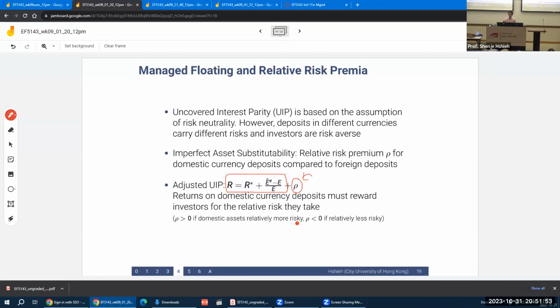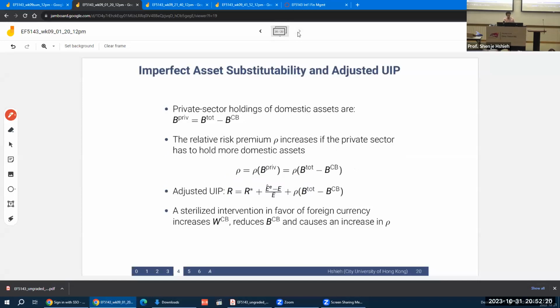Just based on that description, you can tell where I'm going when I parameterize rho. We talked about sterilization. If a country can change the composition of what is privately held in terms of sovereign debt, then rho can change as well, and therefore impact the UIP equation. So let's go ahead and try to parameterize rho.